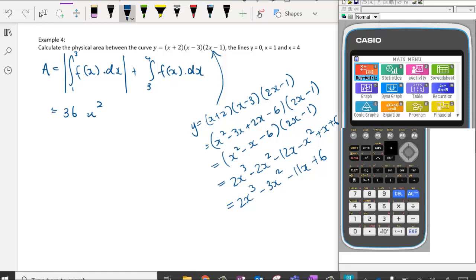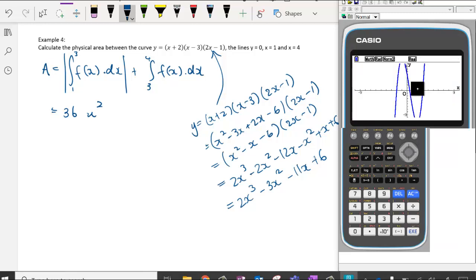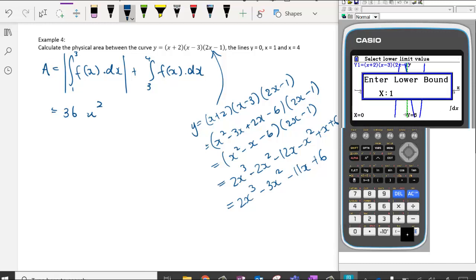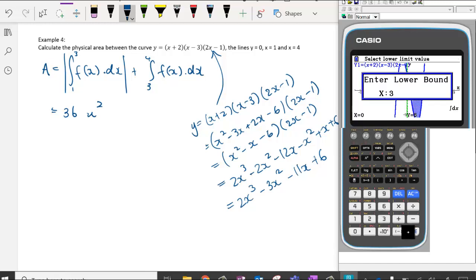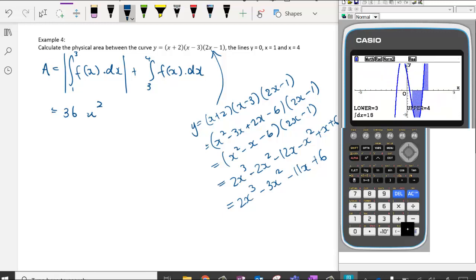If we flip back to the graph, we could also do it in those two parts. If we find first gsolve integral between 1 and 3, we can see that that's equal to negative 18. And then if we find gsolve the integral between 3 and 4, that's positive 18, so 18 plus 18 gives us our 36 units squared.